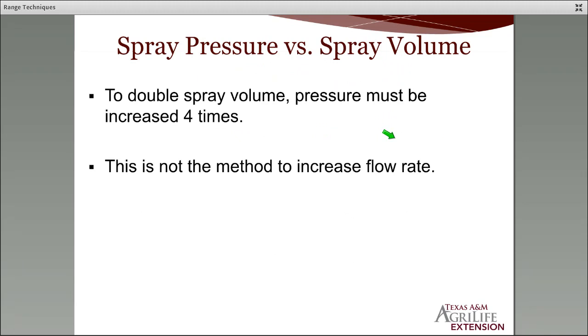Something else to keep in mind when trying to calibrate a spray rig, when trying to get the pressure adjusted right: spray pressure versus spray volume. To double the spray volume, you must increase the pressure 4 times. This is not a good way to get your volume set. If you have spray volume problems, you need to look at slowing down or maybe speeding up, or you could also look at changing out nozzles.